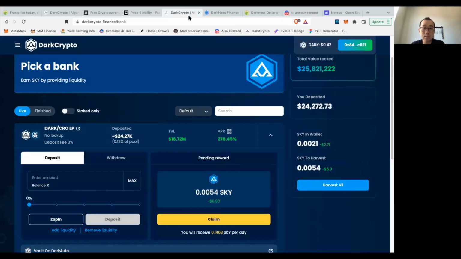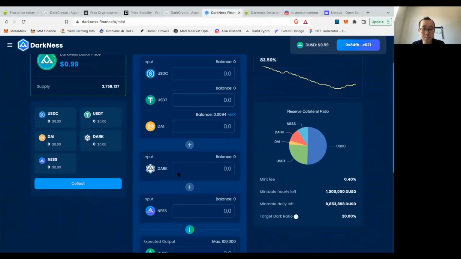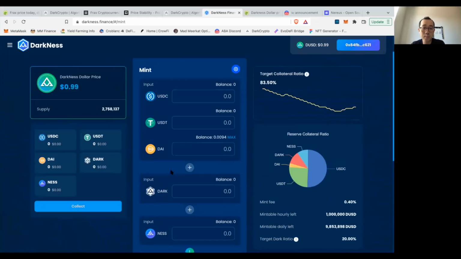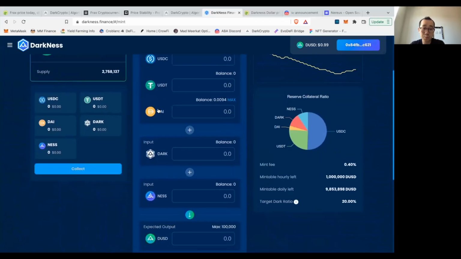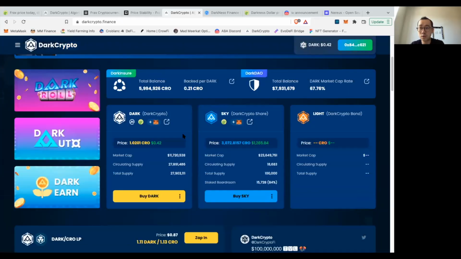Another thing about this is that given that the DUSD stablecoin is partially backed by Dark, people who are looking to get into this ecosystem and minting DUSD from their stablecoins will need to purchase Dark, further increasing buying pressure on Dark and strengthening the peg of Dark to CRO. It has been over 1 month since I first released a video on being in this protocol, and we are still above peg and healthily sitting at 1.02.